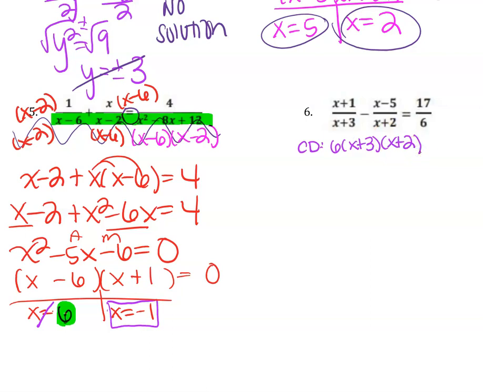Okay, so that means that the first fraction is going to need a 6x plus 2. Second one is going to need a 6x plus 3. And the last one is going to need x plus 2, x plus 3. So again, when the problem equates, drop the base.